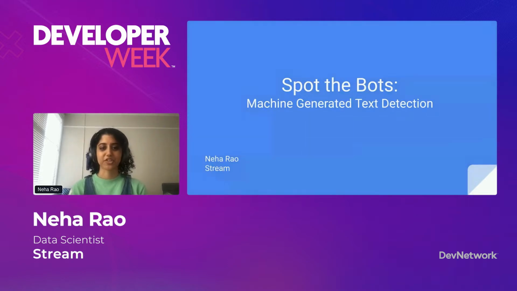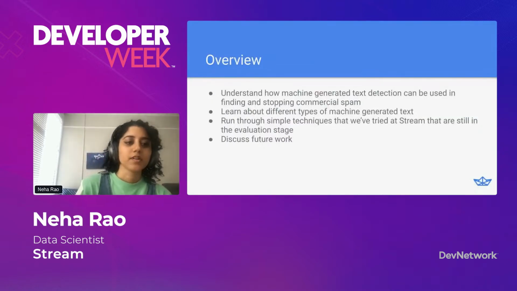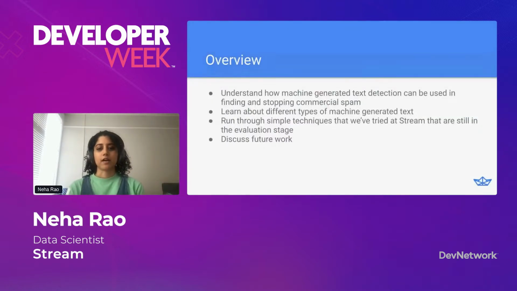Let's talk about machine-generated text detection. Today we'll talk about how machine-generated text detection can be used in finding and stopping commercial spam and how it can be useful in that task. We'll learn about different types of machine-generated text. We'll run through simple techniques that we've tried at Stream that we're still evaluating, and we'll also discuss future work.